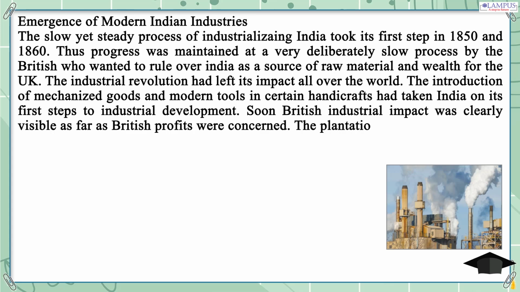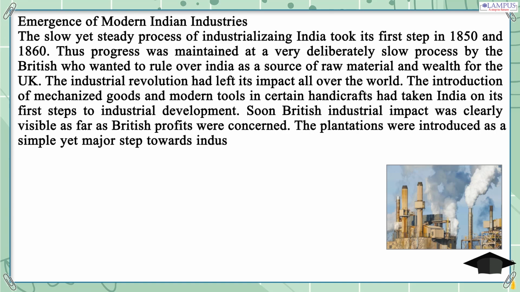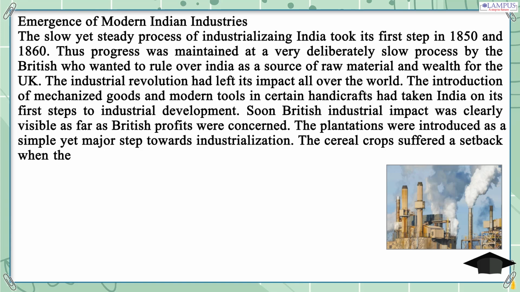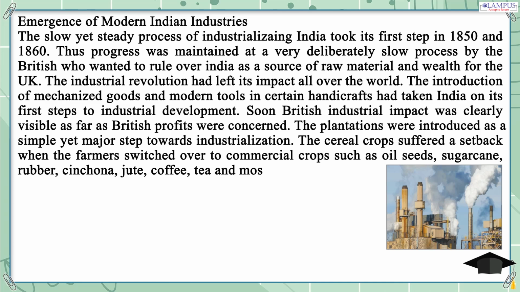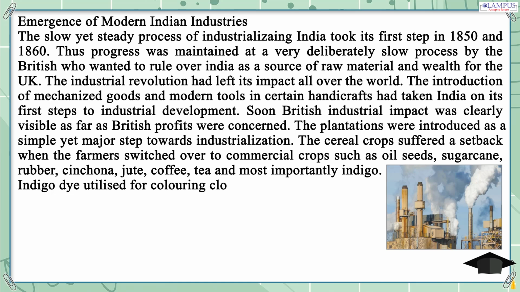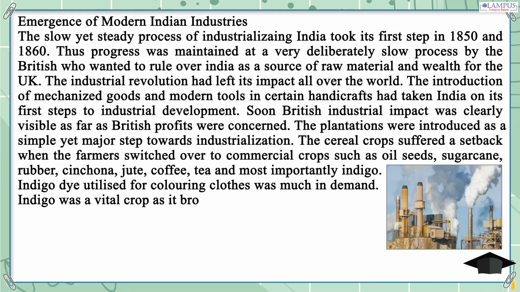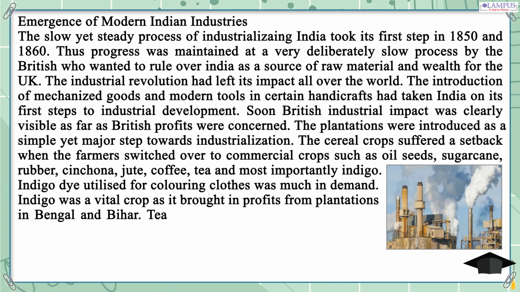The plantations were introduced as a simple yet major step towards industrialization. The cereal crops suffered a setback when the farmers switched over to commercial crops such as oilseeds, sugarcane, rubber, cinchona, jute, coffee, tea and most importantly indigo. Indigo dye utilized for coloring clothes was much in demand. Indigo was a vital crop as it brought in profits from plantations in Bengal and Bihar.